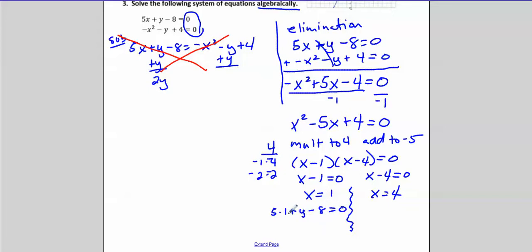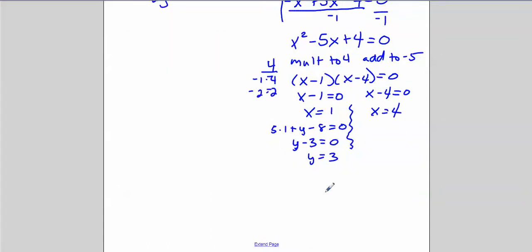5 times 1 is 5, and 5 minus 8 is negative 3, so I have y minus 3 equals 0, and then add 3 to both sides and I get y equals 3. So this point would be 1, 3. The x is 1, the y is 3.